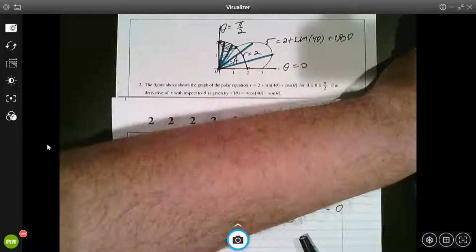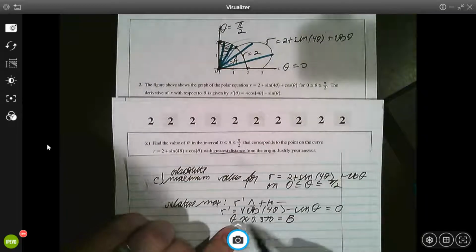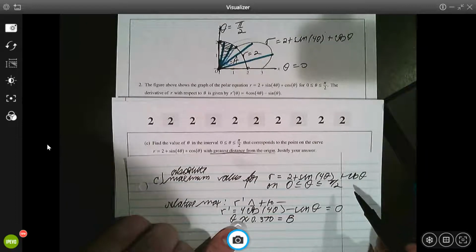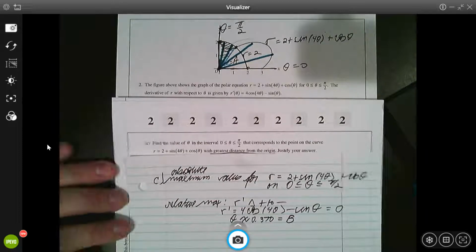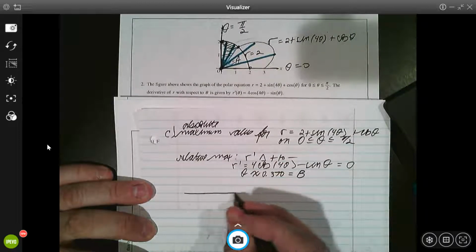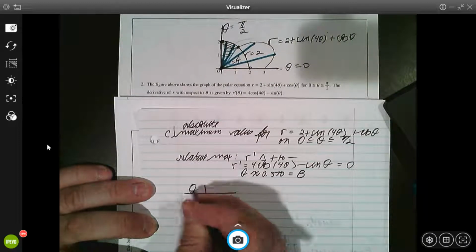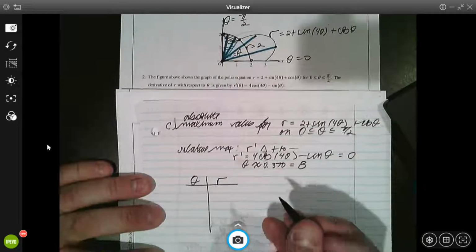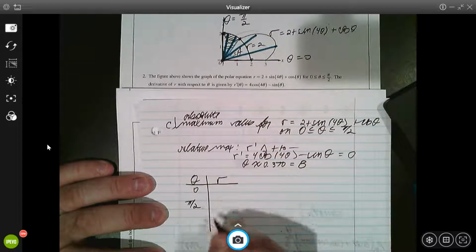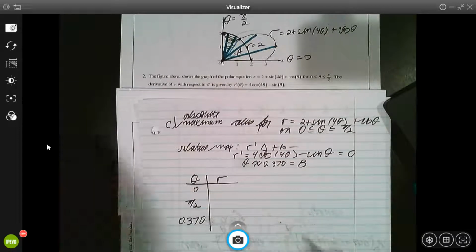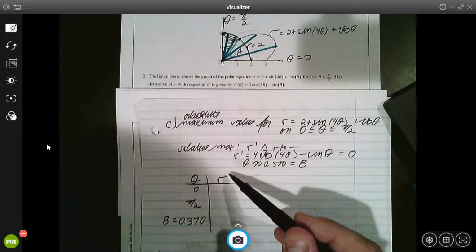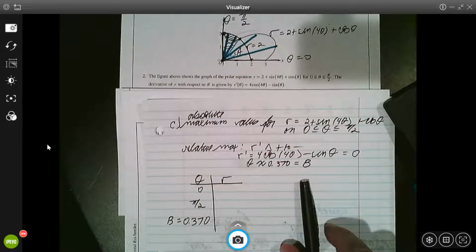Let's go back to the paper. We've got the value of theta, and we're working on the interval 0 to pi over 2. What are we trying to maximize? We're trying to maximize the distance, which is the radius. I'm going to make a table of values: here's the angle, here's the radius. The angle options are 0, pi over 2, and 0.370 that we're calling B. We need to evaluate the radius at each of these 3 points.